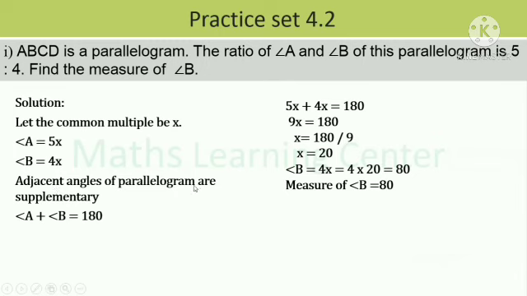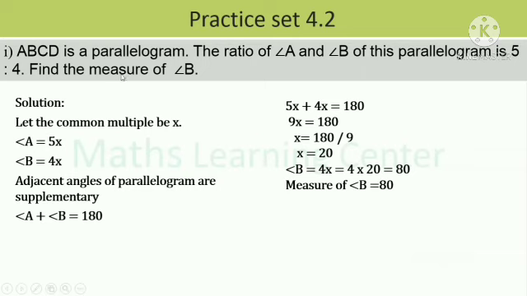Now, adjacent angles of a parallelogram are supplementary. Supplementary means what? The sum of two angles is 180 degrees, and therefore angle A plus angle B is equal to 180 degrees. Now we know the value of angle A is 5x, and angle B is 4x. So 5x plus 4x is equal to 180. 5x plus 4x are like terms, so we will get 9x is equal to 180. 9 is multiplying, after shifting it will be divided. So 180 upon 9, we get x is equal to 20.